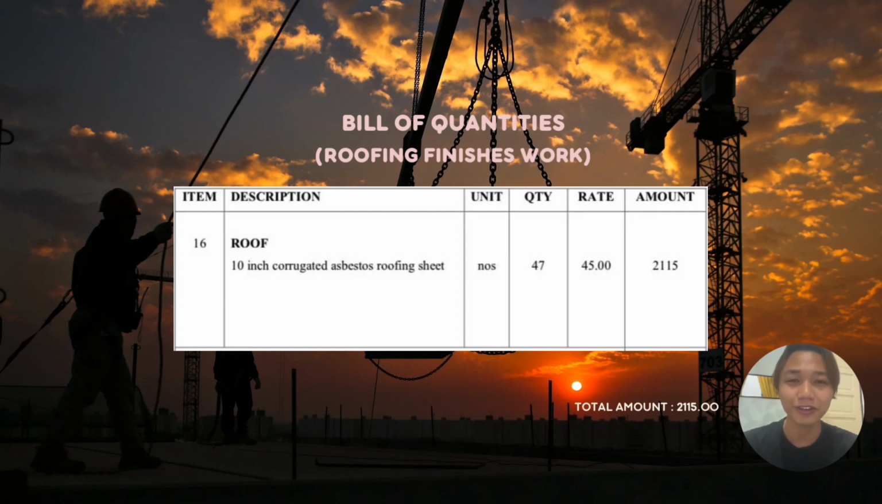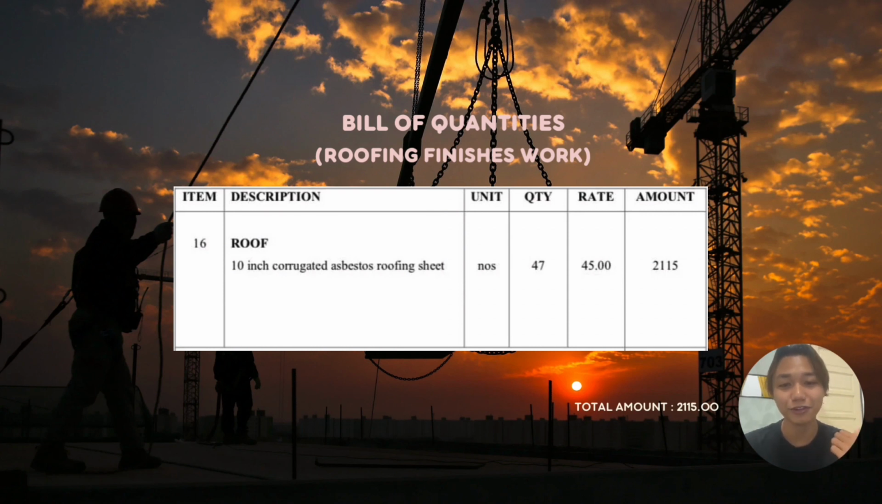Okay, we continue for the bill of quantities of roofing finishes work. We have only one description for roof. The first is 10 inch corrugated asbestos roofing sheet. So the total amount of roof finishes work is 2,115.